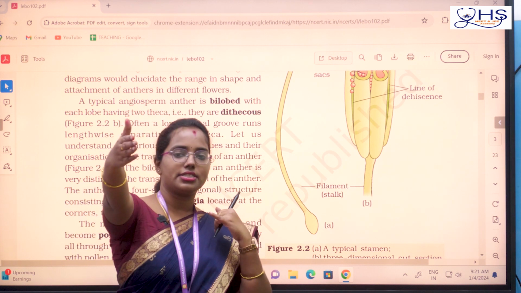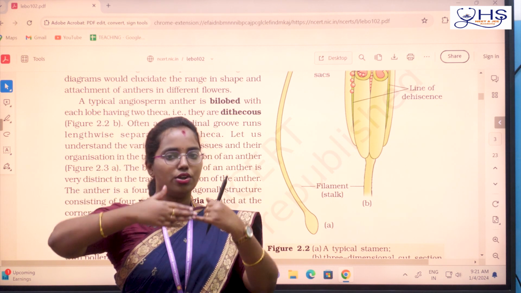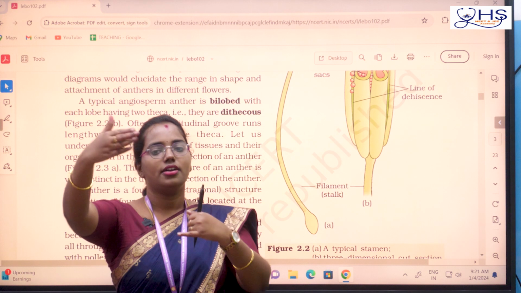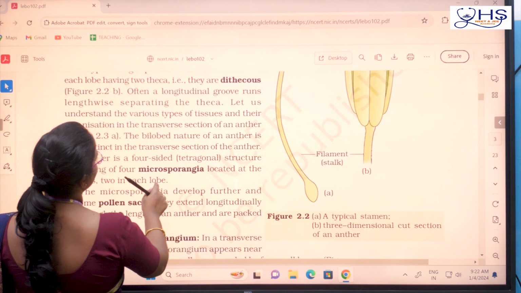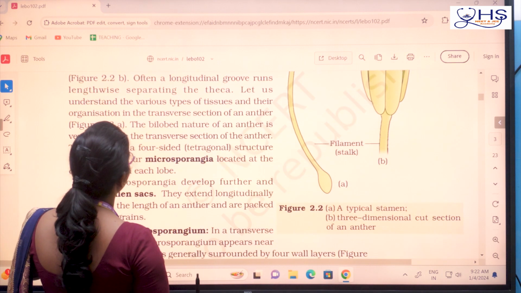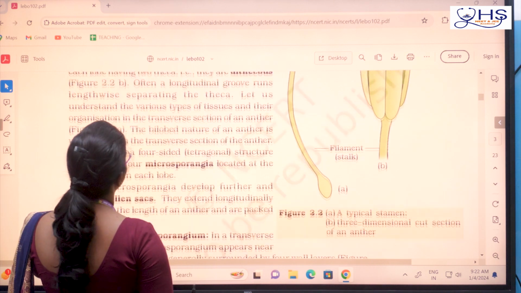From outside to inside, the four layers are epidermis, endothecium, middle layer, and tapetum. I will teach that in detail.